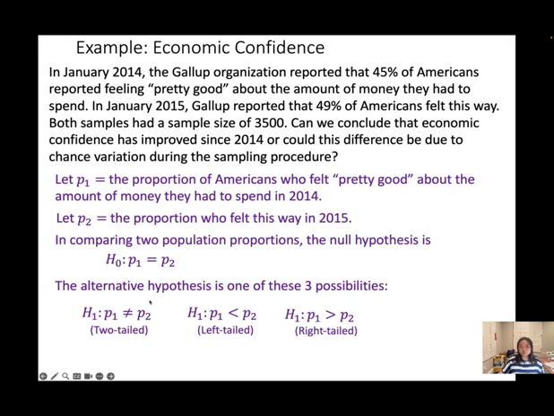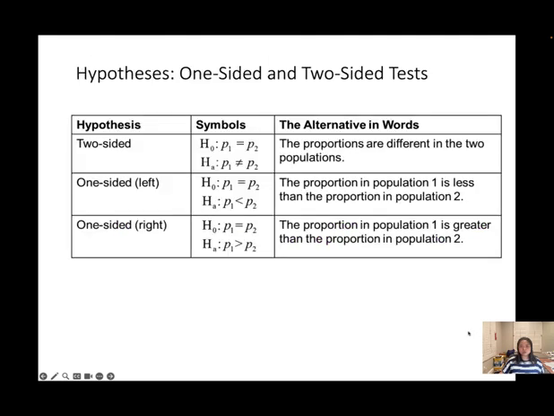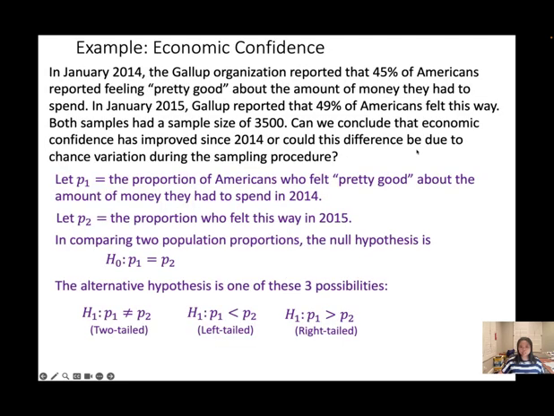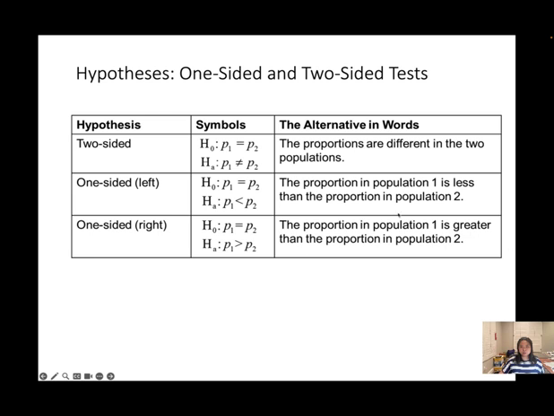Because for the null and alternate hypotheses we're going to use p1 and p2, that's why the first thing you need to do is state which one is going to be your p1 and which one is going to be your p2. So this table is just talking about this part.